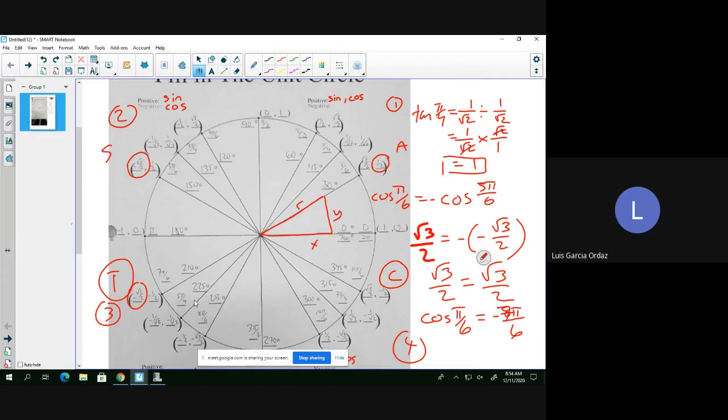Are there any other ones where we pull like, is this one? I'm never going to give you guys an angle that's not on the unit circle. That's cool. I wrote it down, so now we're good. So don't worry, all the angles should be on the unit circle.